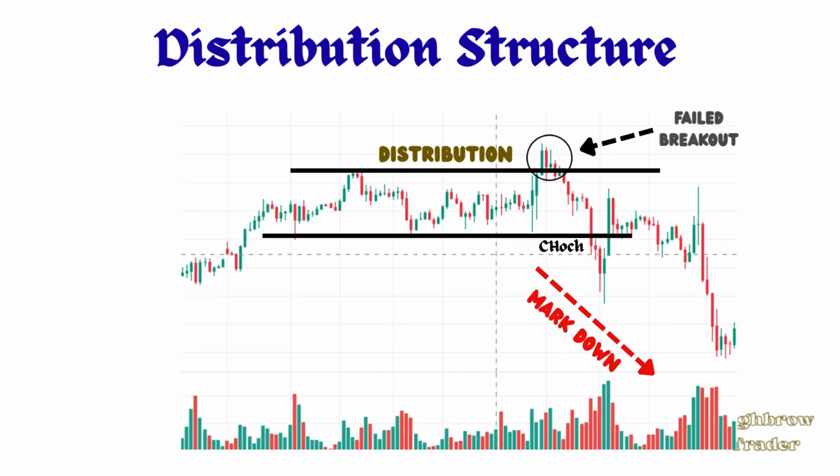Following the shift in psychology, the structure of distribution reveals what's really happening behind the scenes. You'll often see double tops, lower highs, and failed breakouts. Equal highs act as liquidity targets, engineered to trap late buyers. Early in the range, CHOCH may appear, hinting at a shift. The structure often looks messy, and that's intentional. A clean break of support is what typically confirms the start of markdown.